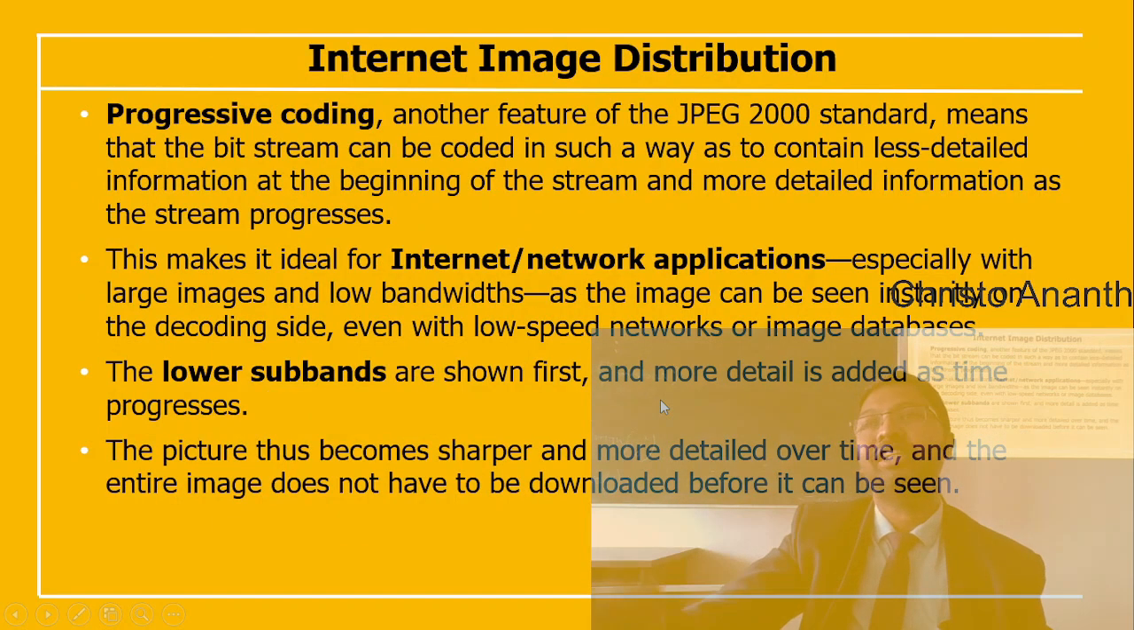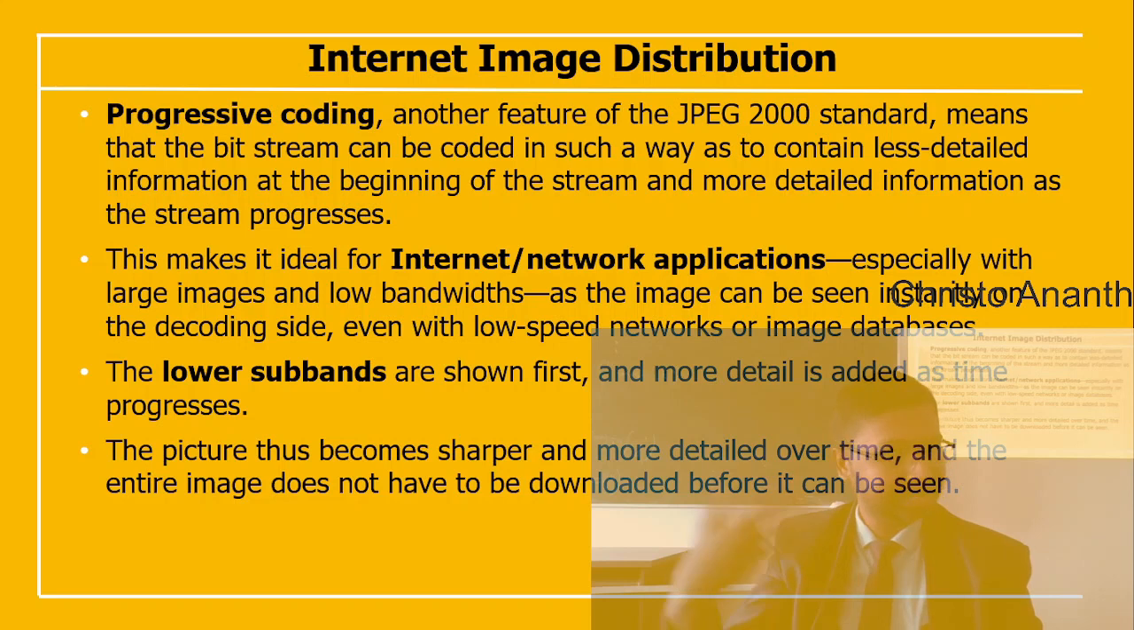Then on the internet also, when you try to distribute images, they should be of good quality. So this is where we go for progressive coding. That's another feature of JPEG 2000. It means that the bit stream can be coded in such a way that it contains less detailed information at the beginning of the stream and more detailed information as the stream progresses. So it's much more ideal for internet or network applications, especially if the images are larger and the bandwidth is lower.